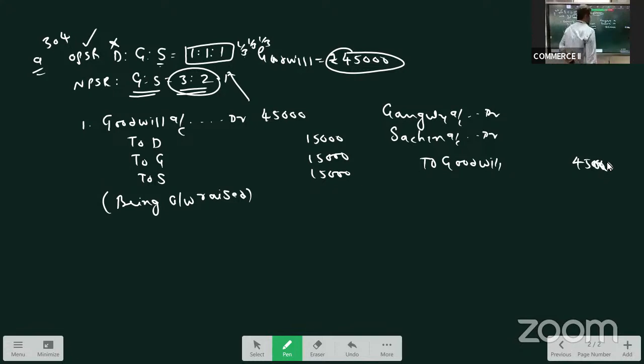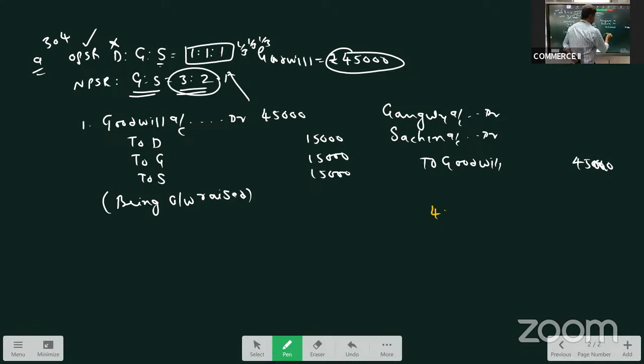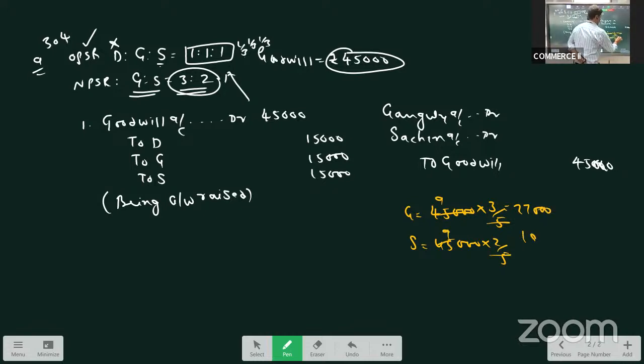And that is debited to continuing partners in new ratio. What is the new ratio? The new ratio is 3:2. So this 45,000 is to be debited in the ratio 3:2, that is 3/5 and 2/5. 5 nines are 45, so it is 27,000. 2 nines are 18,000. So Ganguly is debited with 27,000 and Sachin has to be debited with 18,000.